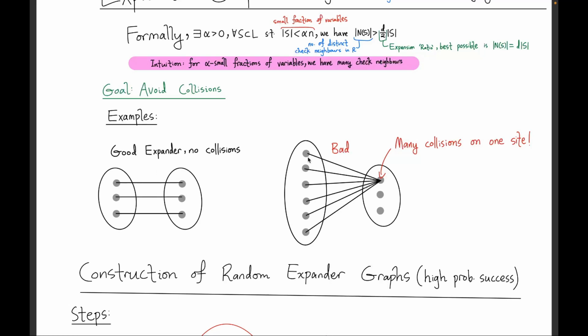A bad expander is something where, when you consider all these vertices, they all end up colliding on this single side. So they don't really expand when they go to the other side because they don't have that many check neighbors for the variable vertices on the left side. There are not that many check neighbors.